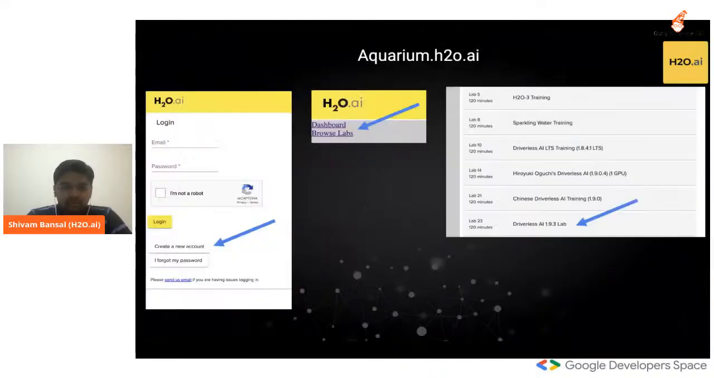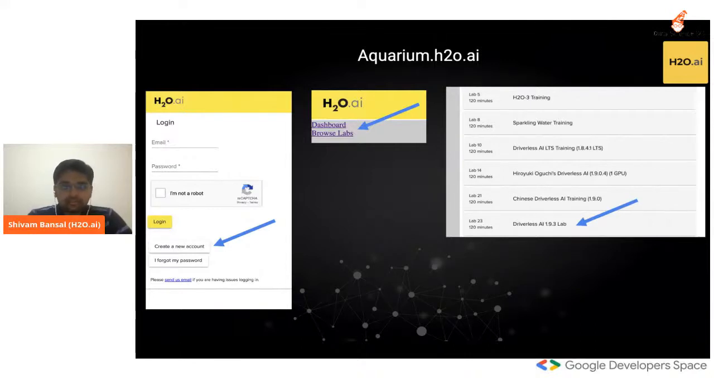For those of you who want to try the hands-on lab following this session, you can make an account at aquarium.h2o.ai, which is highlighted here. This is the link for our training platform, which allows users to train AutoML experiments in their dedicated labs, in their dedicated instances. So I suggest you go to this link, create an account with your email ID, and browse the labs. Once you go through all the labs, you can click Driverless AI 1.9.3, where we will be doing a real multilingual NLP use case.